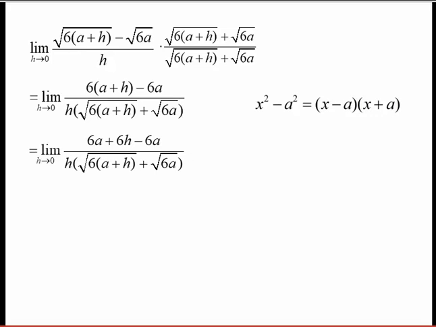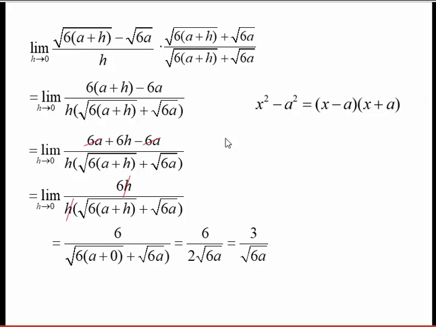Now we distribute our 6 in here and here. So that gives me 6a plus 6h, and then we have 6a. These two terms will cancel out because we have a subtraction sign. And then we end up with this, and again we can cancel h. Now further simplification, when you set h equals 0, gives me this form.